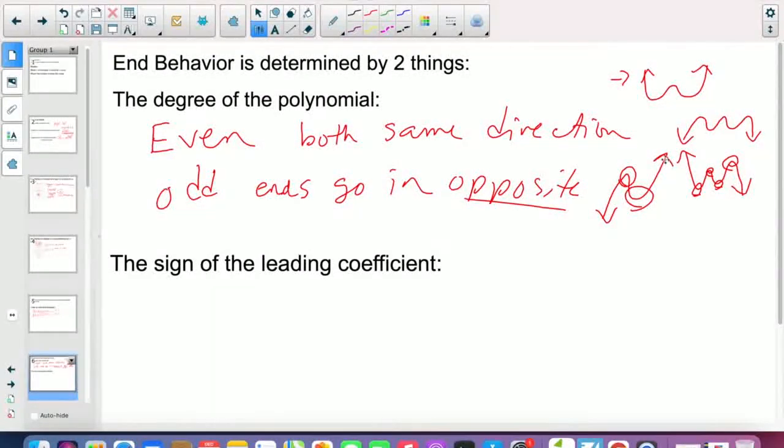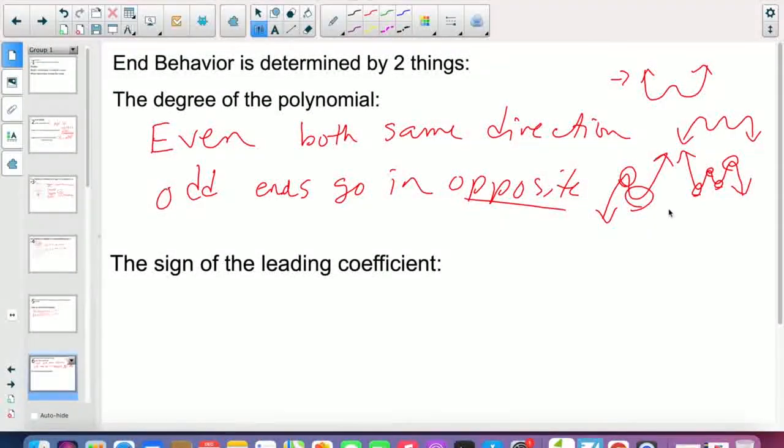As x moves right, y is going up. So this one would be as x approaches negative infinity, y approaches negative infinity. As x approaches infinity, y approaches infinity. For this one, as x approaches negative infinity, y approaches infinity. As x approaches infinity, y approaches negative infinity.